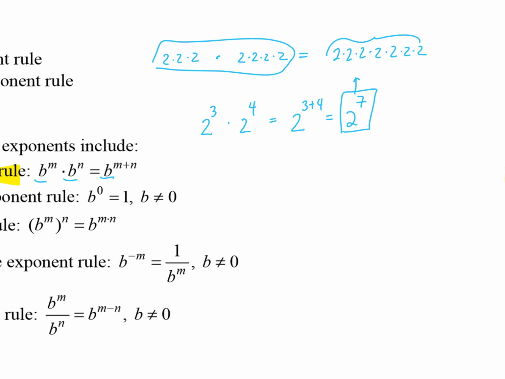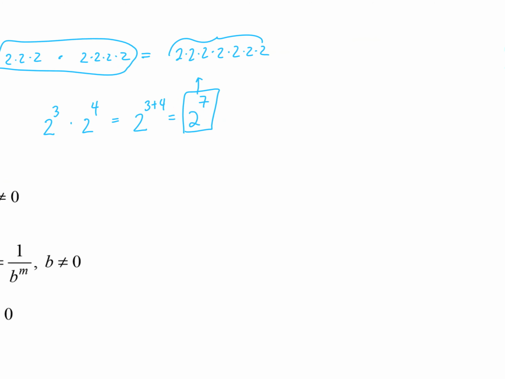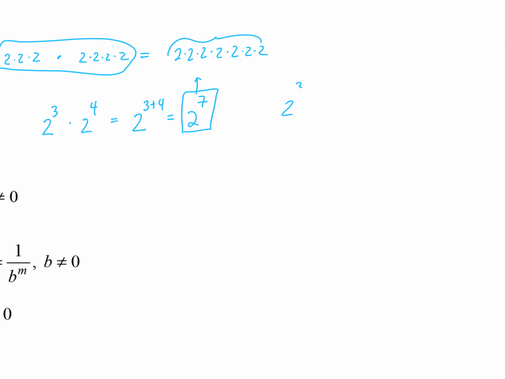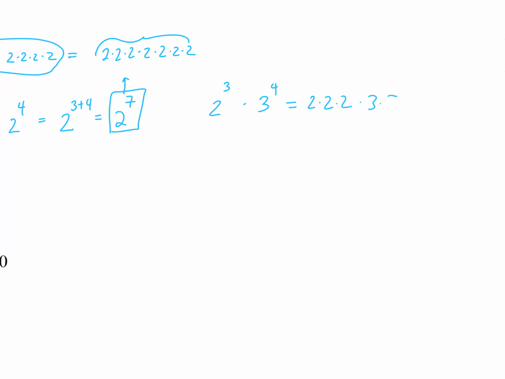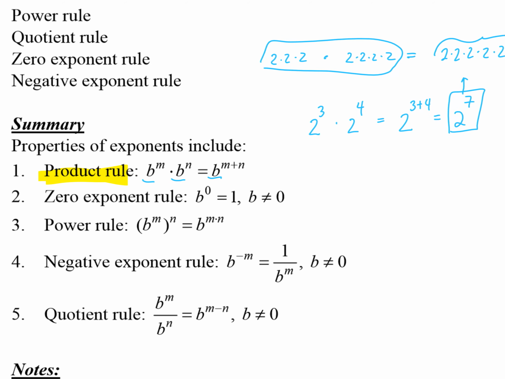But this is why it's important that the bases have to be the same. Because if I gave you 2 to the third power times 3 to the fourth power, you can't do anything. Because what do you have here? You have 3 2's and 4 3's. You really can't make this into a single 2 or a single 3. So you're stuck figuring out what 2 to the third power is and what 3 to the fourth power is. Once you get those two numbers, you can then multiply them. So remember, they have to have the same base.